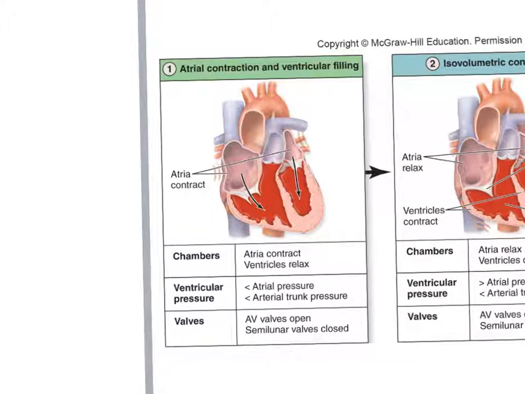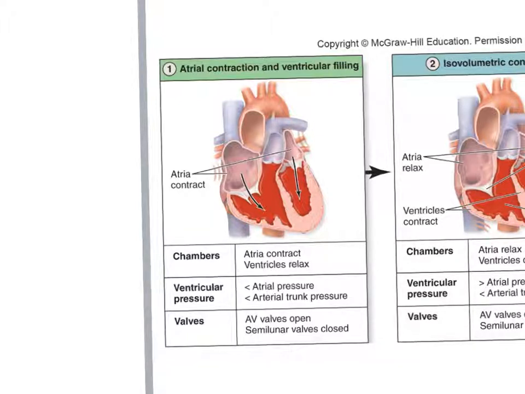What's the next step? What's the first step of contraction? The SA node fires, and what does that cause? It causes depolarization of what? Of the atria. So the atria contract. What you have here is the first stage. Before this, the atria are relaxed and blood is just flowing into the ventricles.